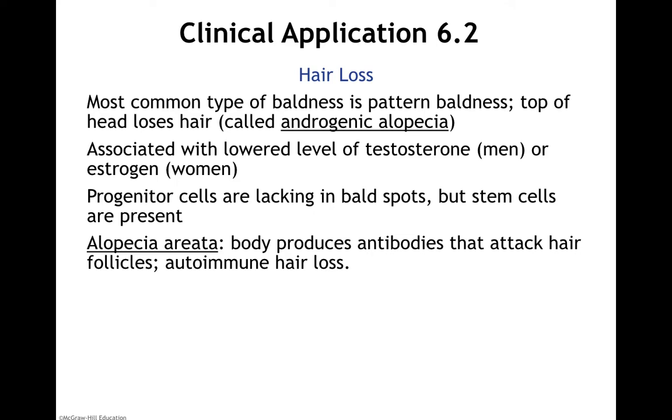Progenitor cells aren't there, so we get bald spots. Stem cells are present. Alopecia areata is when the body produces antibodies that attack hair follicles, and this would be an autoimmune hair loss.